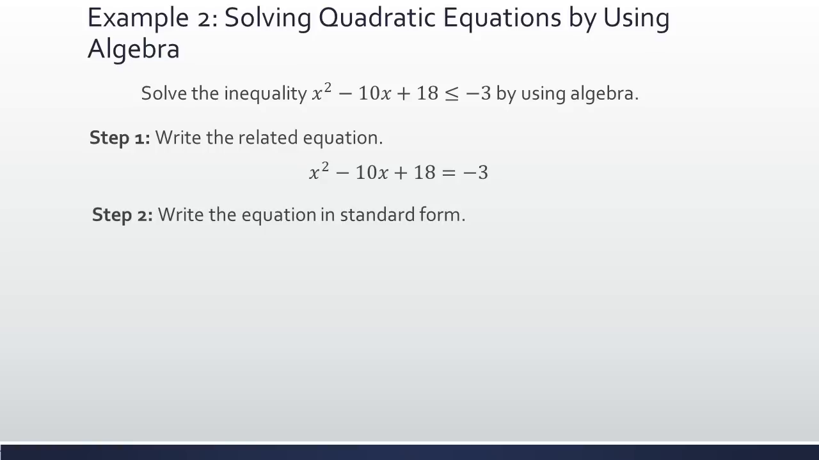From there, you're going to write it in standard form. That means add 3 to both sides. So you get x squared minus 10x plus 21 equals 0.